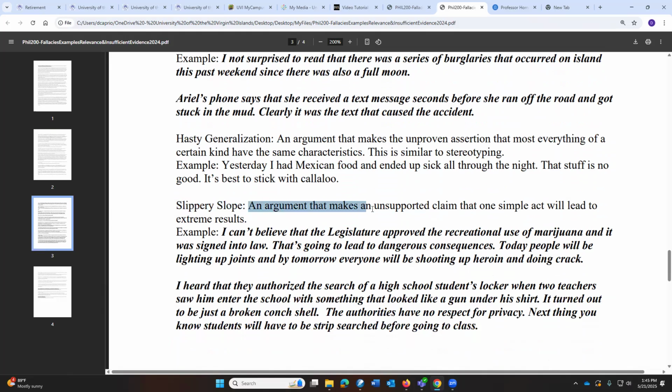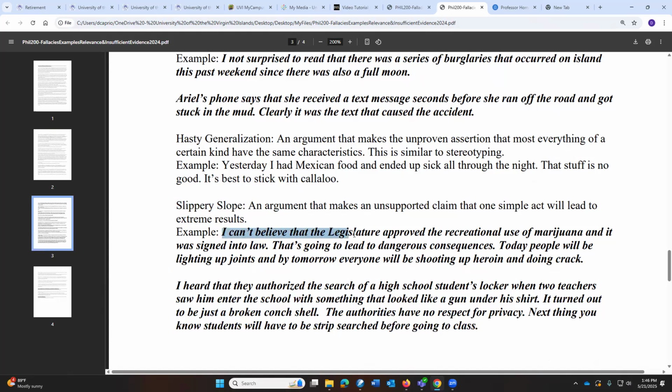This is an argument that makes an unsupported claim that one simple act will lead to extreme results. All right. Why do we call it the slippery slope? Well, if you ever go to a playground and you see the slide there, if you slide down, you go from the top all the way to the bottom. But if you ever go on the slide after it rains while it's wet, you know that will quickly get you, zoom, right from one point to another. So this is what we mean by the slippery slope. Because it's slippery, we go very quickly from one extreme to the other.